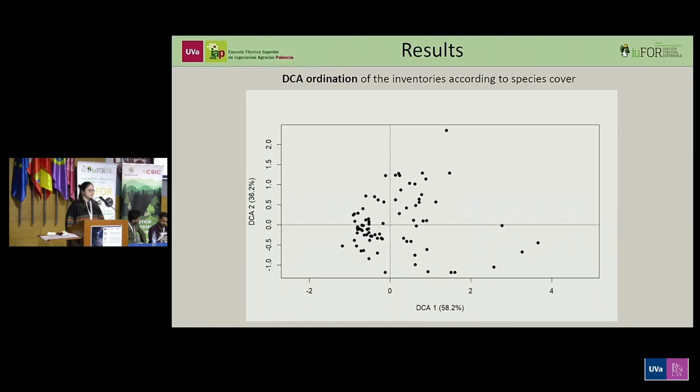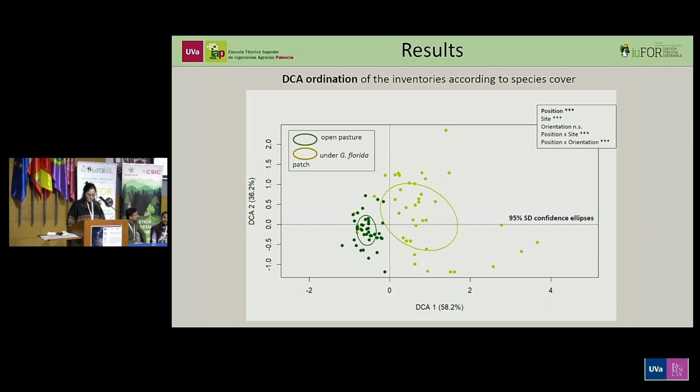So here now you can see the result. This is the DCA of the 80 species cover inventories. And now in colors, you can see the inventories located in the open pasture in green versus the ones located under Genista florida patches in yellow. And the standard deviation ellipses group inventories with similar species composition in this graphic based on the position. That was a significant factor.